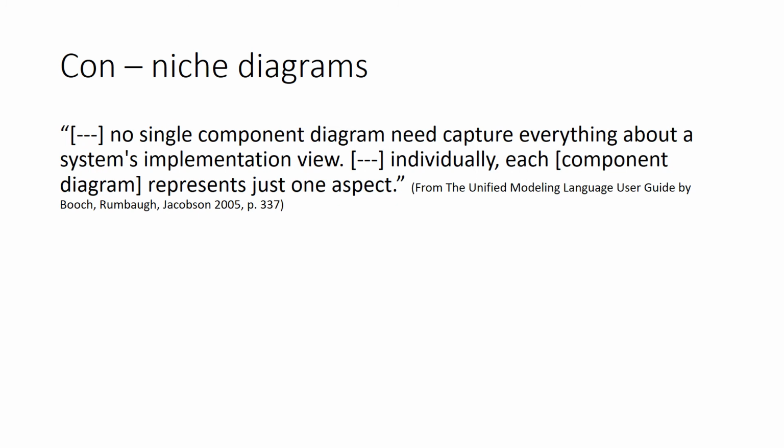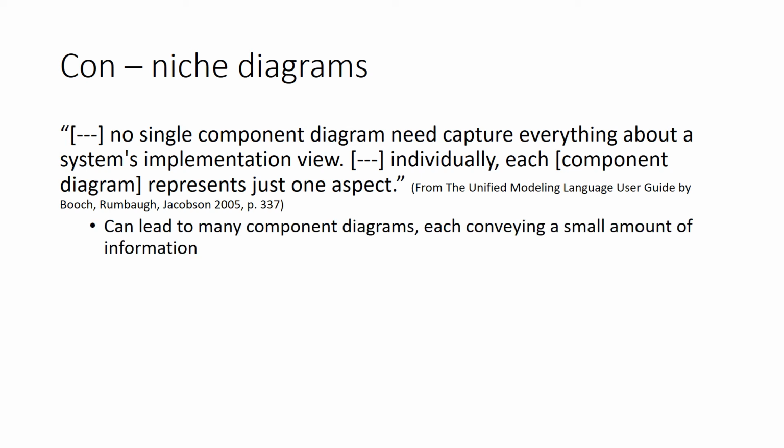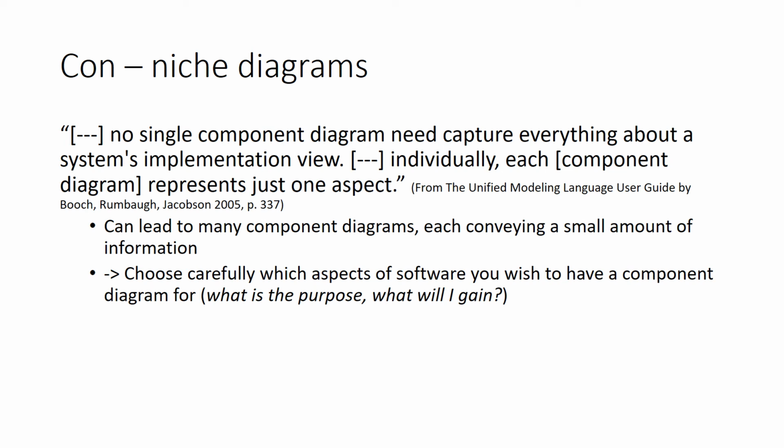Another problem relates to the fact that component diagrams should not capture everything about the system's implementation view. Every component represents just one aspect. However, this can lead to many component diagrams, each conveying only a small amount of information. Therefore, it is important to carefully choose which aspects of software we wish to have component diagrams for. We should ask questions like, what is the purpose of this diagram, what is gained out of it, and who is it for. And these are questions that should be asked of every diagram type.